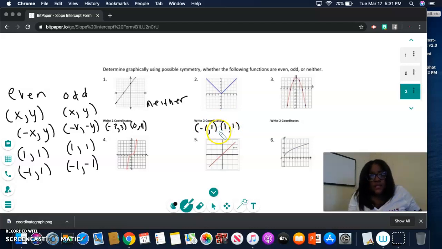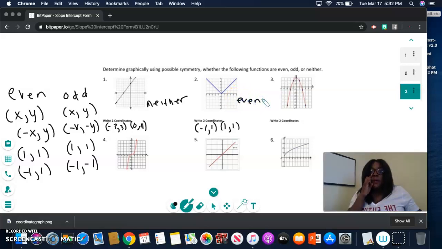Looking at these 2 coordinates, and looking over here at the conditions that I gave you in the beginning, I'm going to see if it matches even or odd. I'm going to assume that it matches even. But first, let's look at the graph here. If you look at that, that's a V. If I were to fold this over, will it line up perfectly on both sides? And you should agree with me and say yes. So this function here is even.